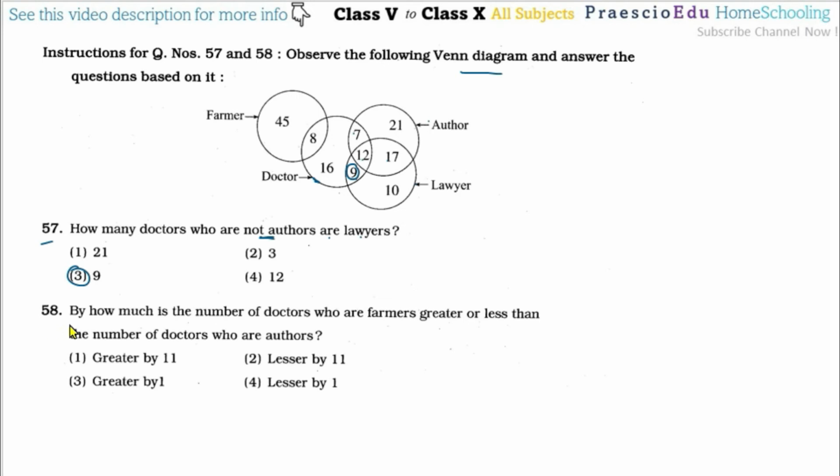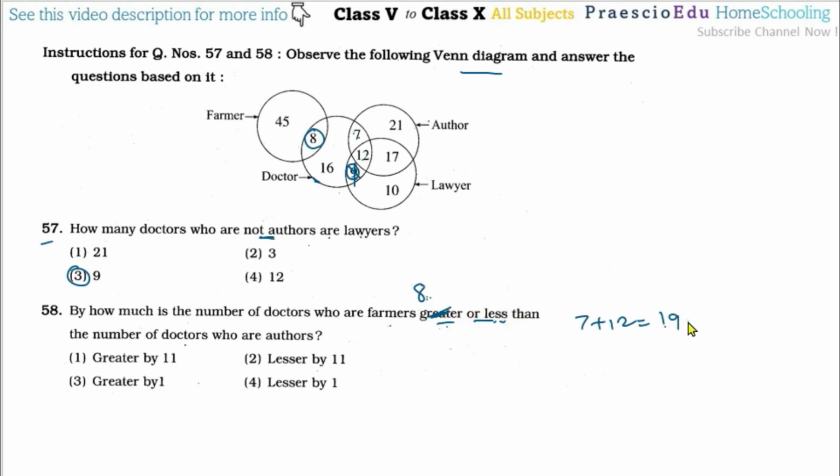Now question number 58. By how much is the number of doctors who are farmers greater or lesser than the number of doctors who are authors? Farmers means this one, 8. Now these are not the authors. Author means this 7 and this 12, so 7 plus 12 is 19, and we have to find out the difference. So this is lesser than this one, so it should not be greater, but lesser.